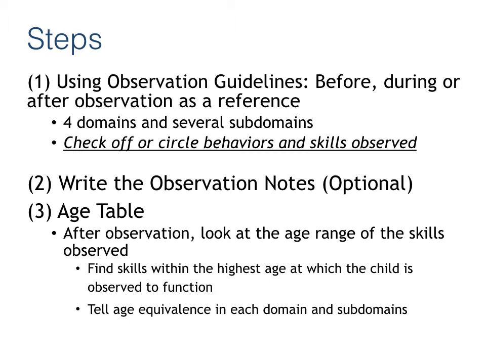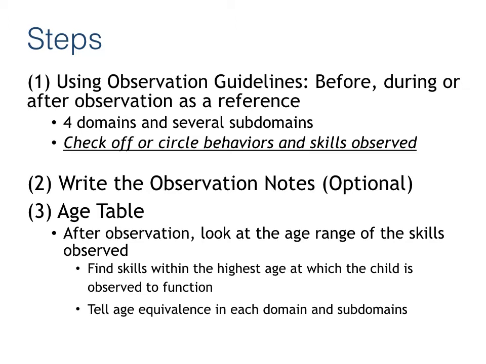The first one is observation guideline. So you are going to have sufficient observation, and before, during, and after observation, you are going to use the observation guideline as reference. There are 4 domains and several subdomains. You're going to check off or circle behaviors or skills observed. So you will use a guideline. And then you can write the observation notes. I would say that's optional. And then the last step is age table.